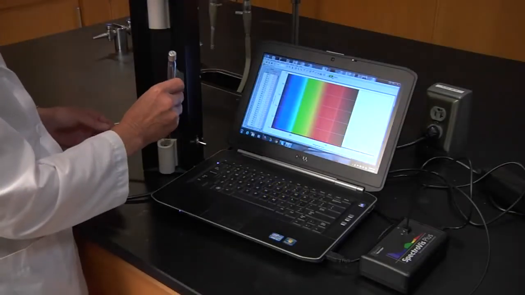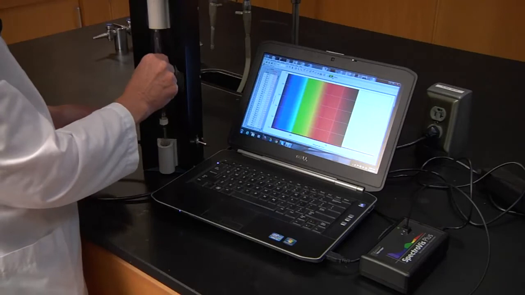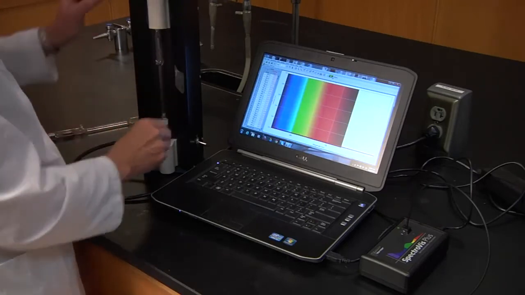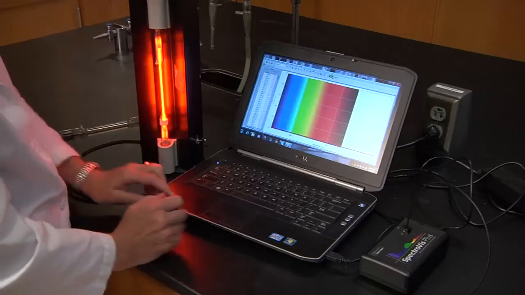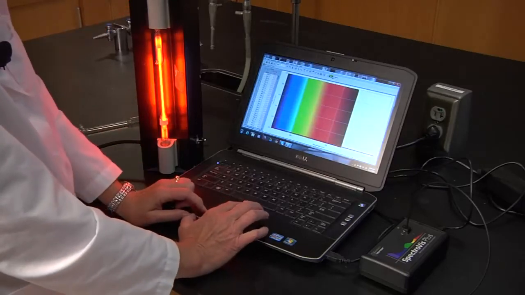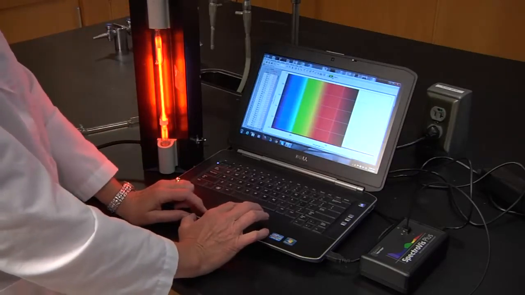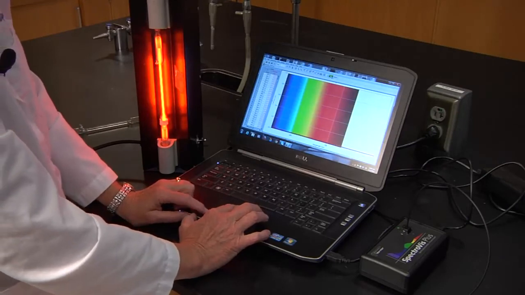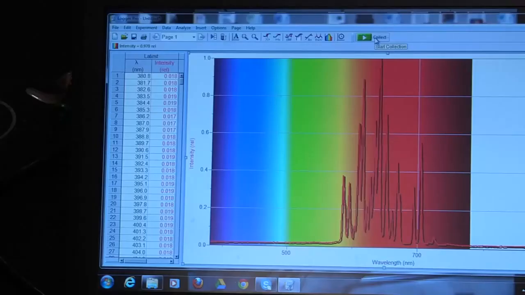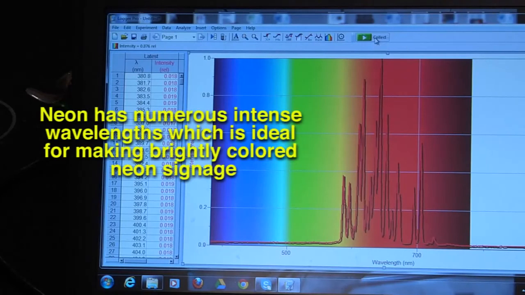Now we're going to take a look at neon. So we've got neon in our tube. We're going to turn it on. Your eyes, your instrument eyes can tell you that there is something different. Let's see what the spectroscope says. And you can see there's many more wavelengths that are being produced by the neon.